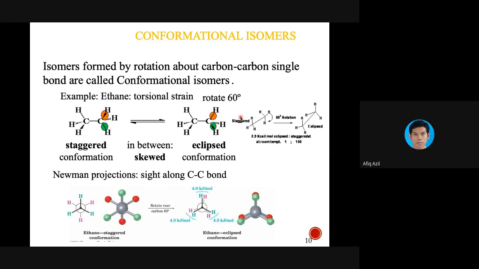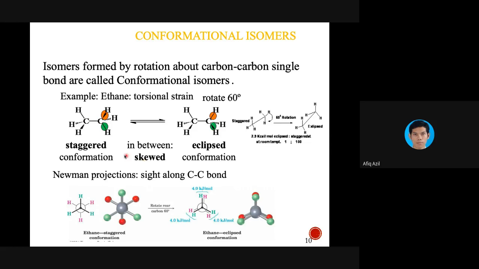Okay, but first, for these conformational isomers involving rotation on the carbon-carbon single bond, you must have at least 2 carbon, and those carbons must be bonded by a single bond. Okay, if there is only 1 carbon available, then that means you cannot do the rotation. The rotation must be on the single bond.